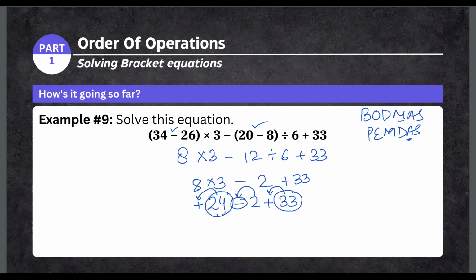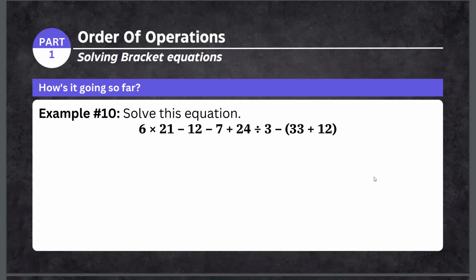So we need to add 24 and 33. So our answer is 57 minus 2, which is 55. Okay. So this is your answer. I hope you are understanding all the questions which I am explaining. Okay. Next we have this question.